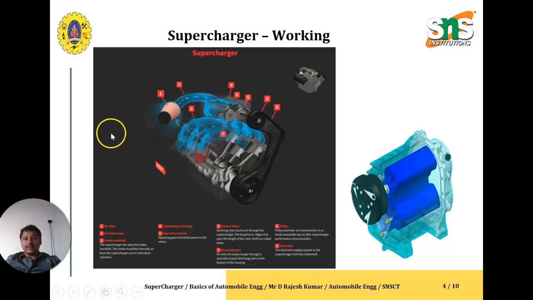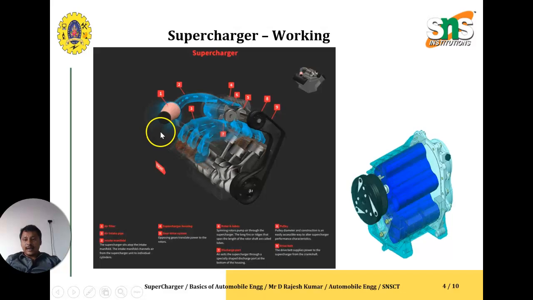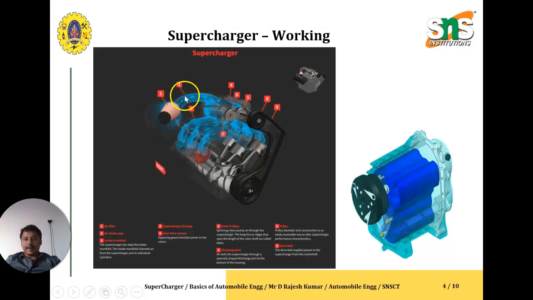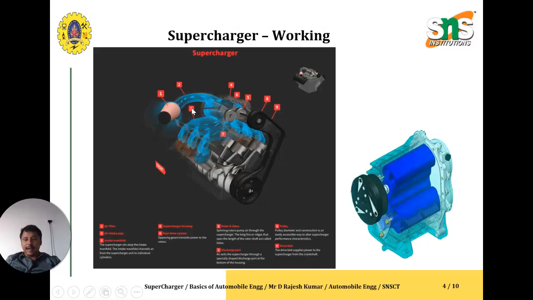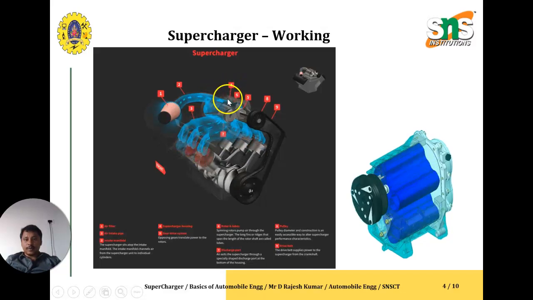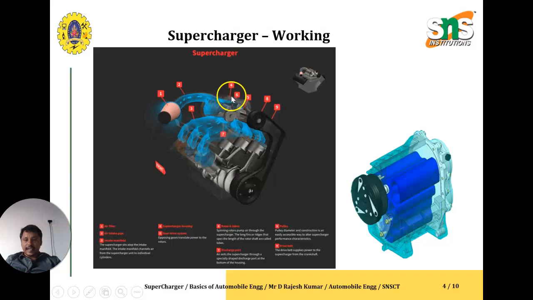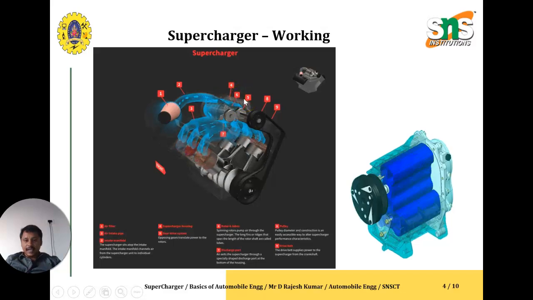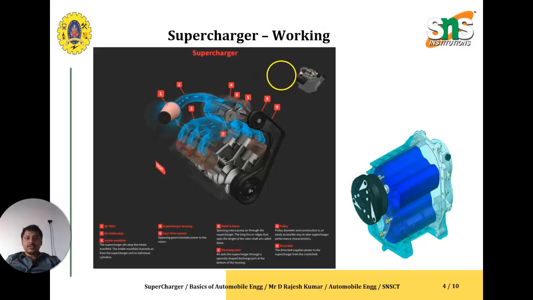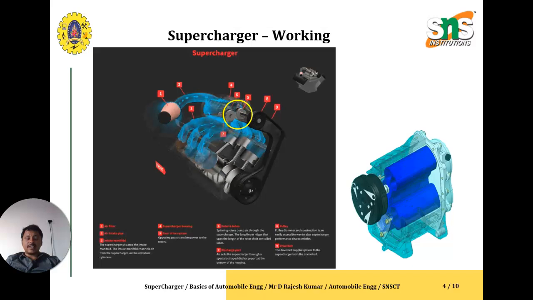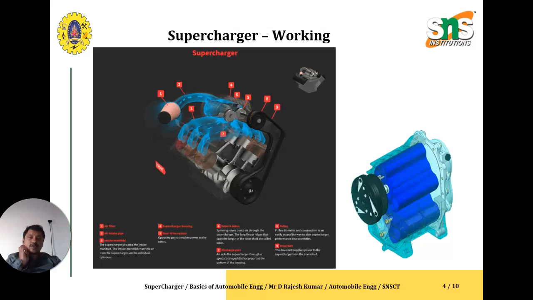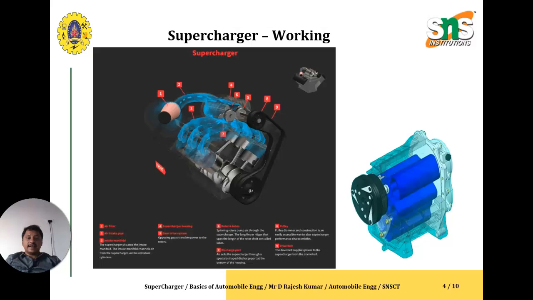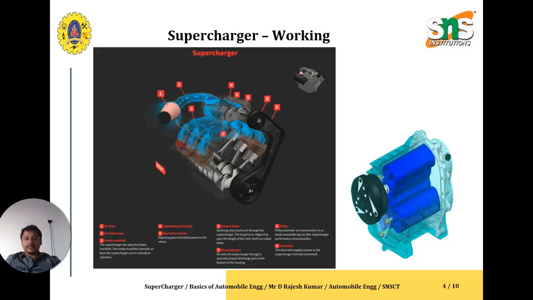You can see the air filter, which is component number one, and number two is the air intake pipe, and number three is the intake manifold. Number four is the supercharger housing, and number five is the gear drive mechanism. Number six is the rotor and lobes. Number seven is the discharge port, number eight is the pulley, and number nine is the drive belt. So these are the components of the supercharger, and you can see the animated video of how the supercharger charges the air and sends it into the intake manifold.